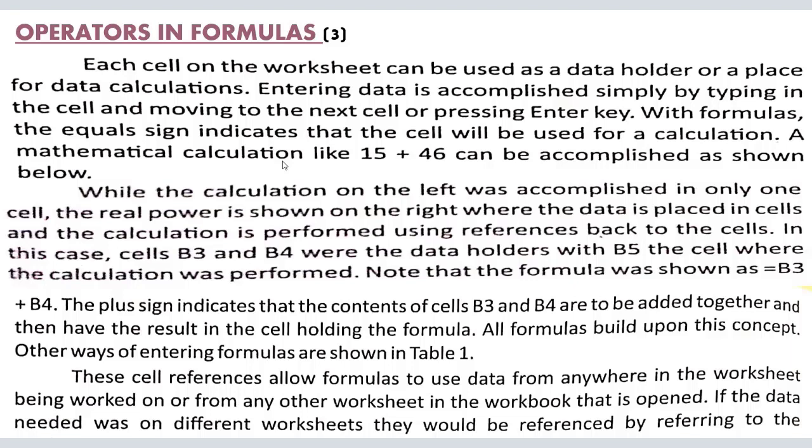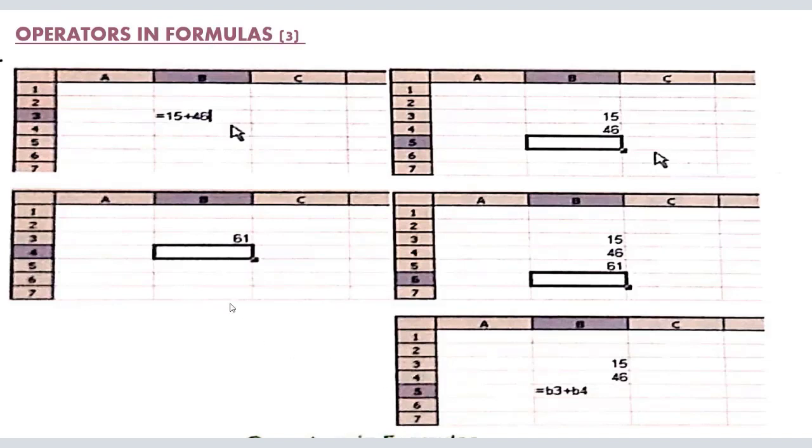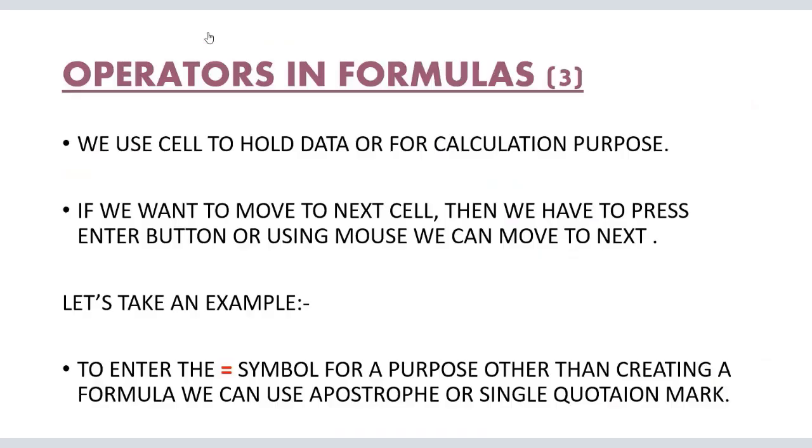This cell reference allows a formula to use data from anywhere in the worksheet being worked on or from any other worksheet in the workbook that is open. If the data needed was on a different worksheet, it would be referenced by referring to the worksheet. Okay, the example is given. That I show. This is the diagram. I extracted it from your book. Here I extracted some points also, like we use a cell to hold the data for calculation purposes. If you want to move to the next cell, then we have to press the enter button, or using the mouse we can move to the next. Okay, let's take an example.